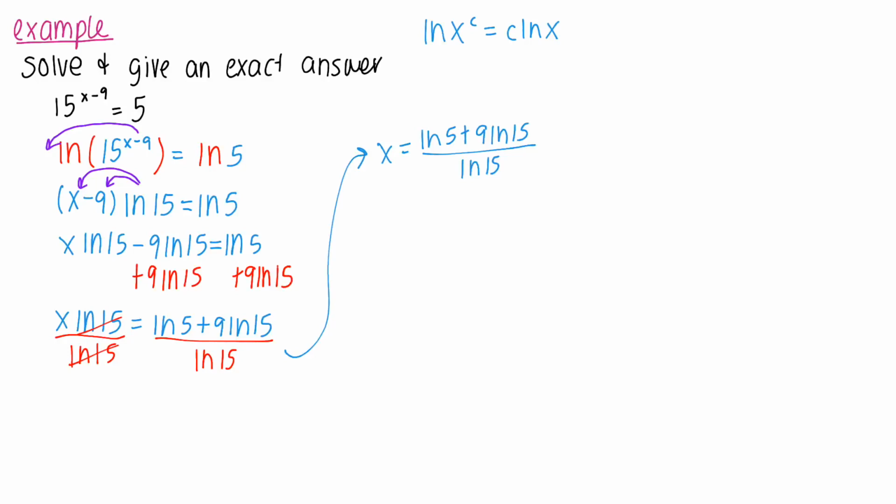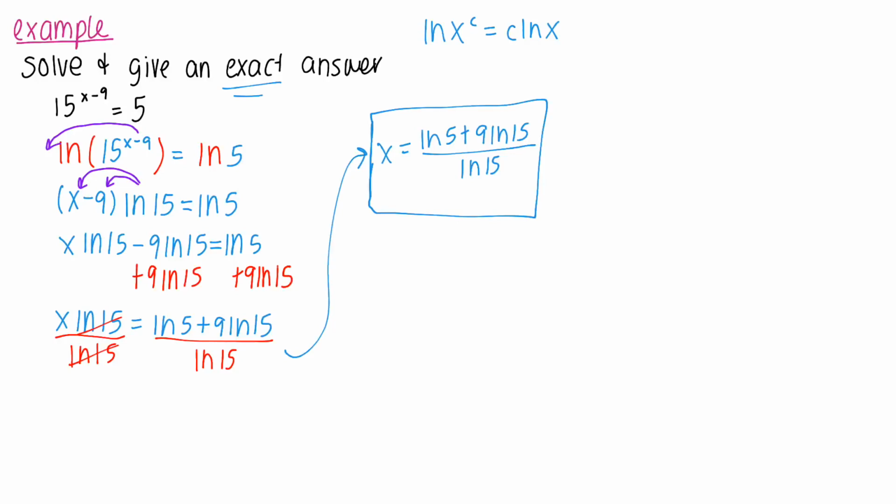Now, technically, you could combine the numerator, but 15 to the ninth power is going to be an incredibly large number, so not quite worth it there. So good to just leave it in this form here. An exact answer means do not round. So this is an exact answer. An approximated number would be when you put this into your calculator and you get a decimal, and then you round the decimal. That would be an approximated answer. This is the exact answer.